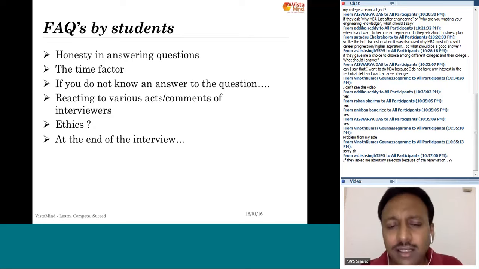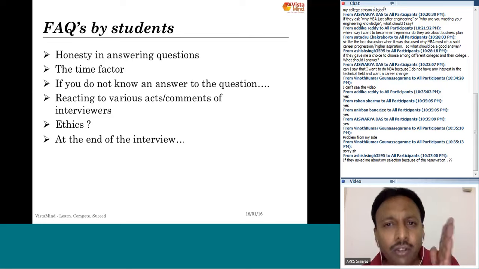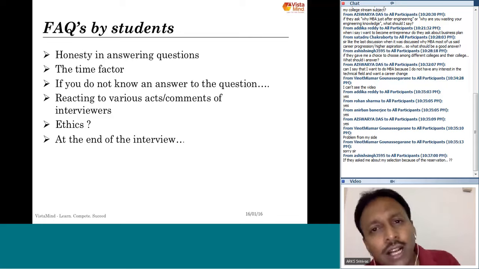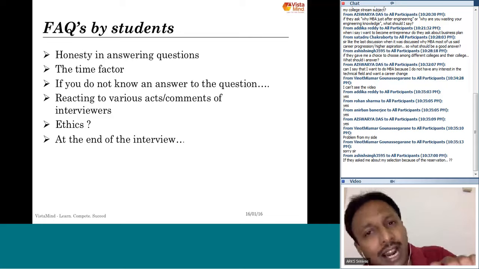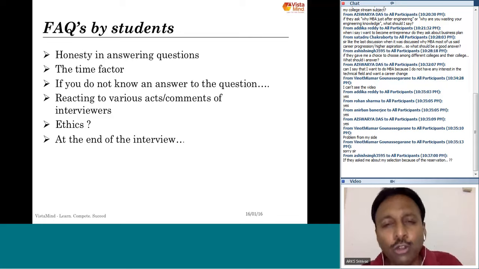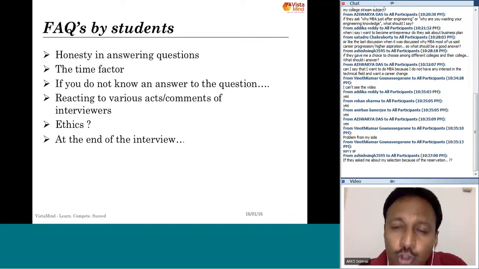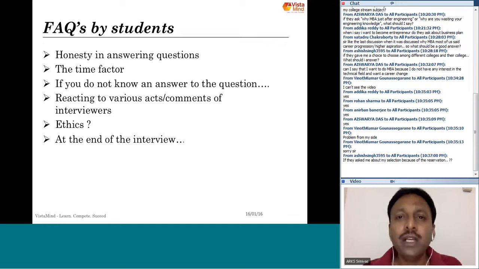Last thing. At the end of the interview, please get up properly, say thank you to everybody, and take back all your files in a proper manner. And walk back slowly, not fast. And when you get out of the room, close the door slowly. Don't bang the door.